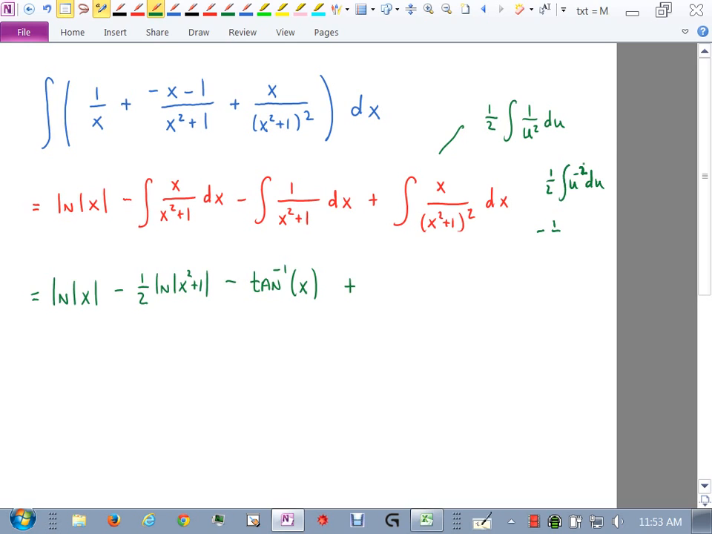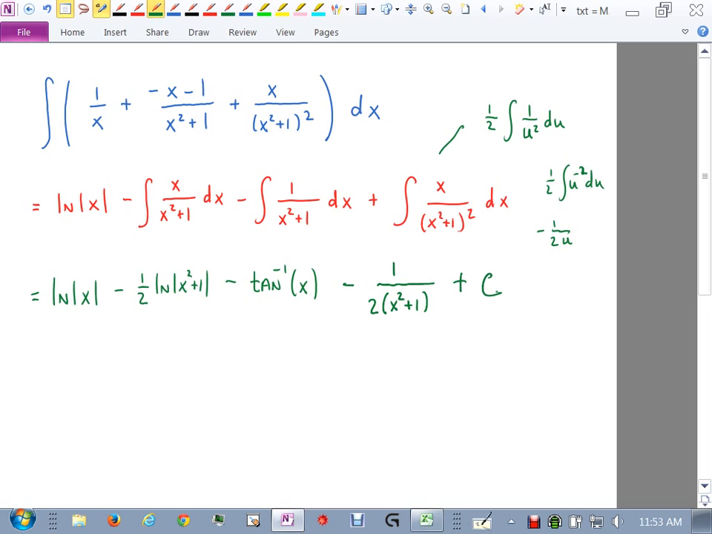Careful, you're adding 1 to negative 2, which will give you negative 1, right? So it's just negative 1/2 u to the negative 1, which is just 1 over u. So this is negative 1 over 2u. So this becomes negative 1 over 2 times u, but u is x squared plus 1.